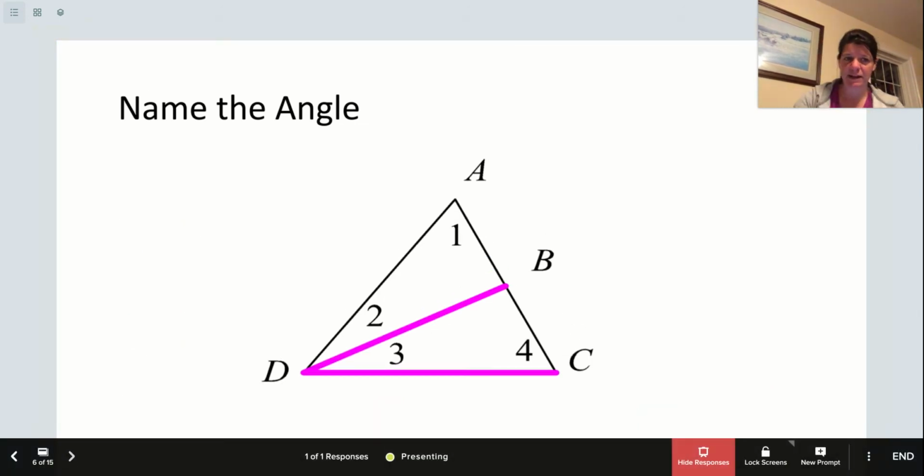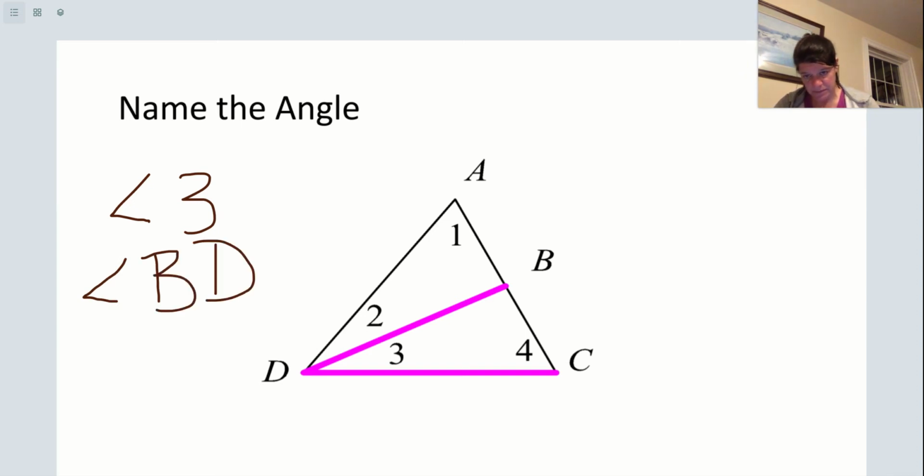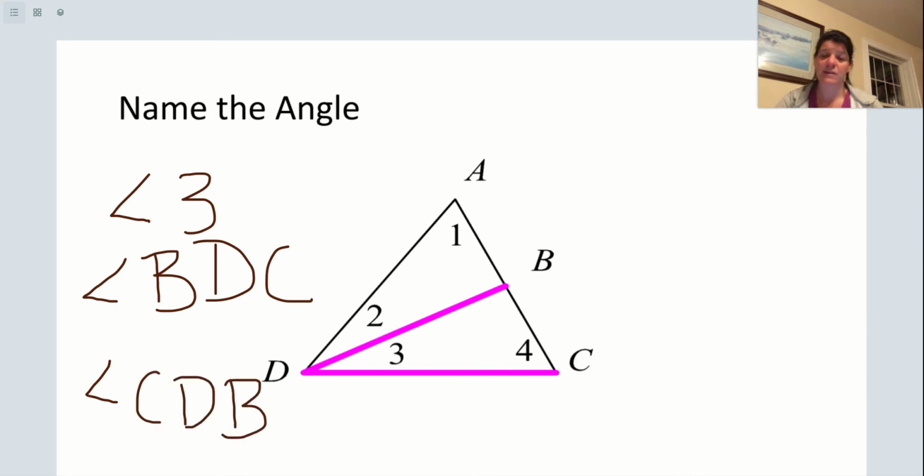Okay, go ahead and try to name that angle. Okay, so here we can still go with the number. We can call that angle 3. Or I can do angle BDC or angle CDB. And that's it. I cannot call this angle angle D because there are 3 different angles at vertex D. There's angle 2, there's angle 3, and then there's angle ADC.